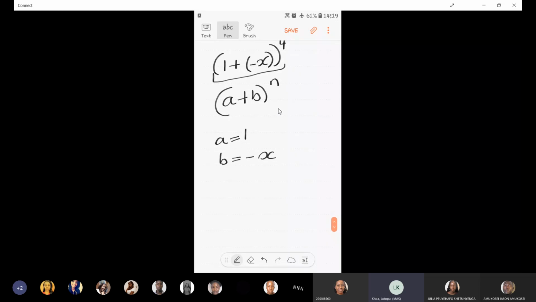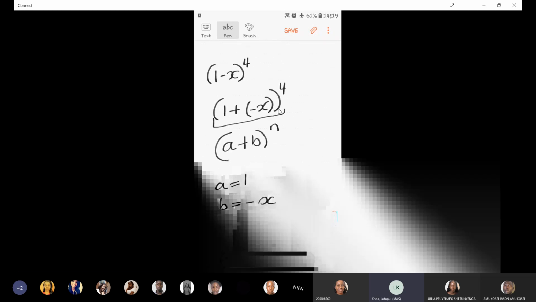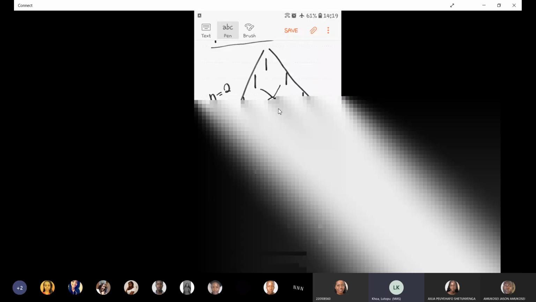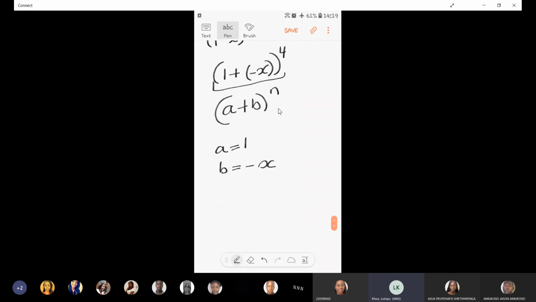Okay, then I just go to the fourth level on my Pascal's triangle, which is this one here. So these numbers here, 1, 4, 6, 4, and 1. Those are my coefficients. So you can just take note of them. It's 1, 4, 6, 4, and 1. These are my coefficients.